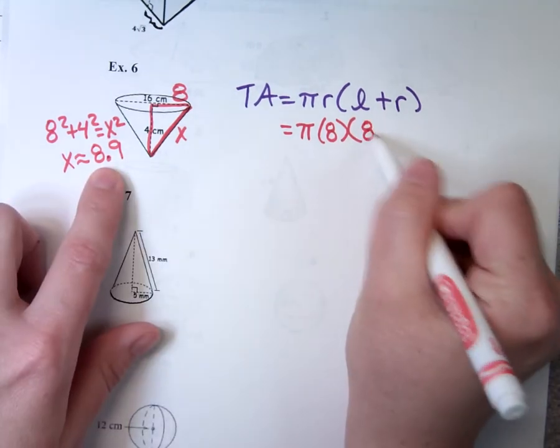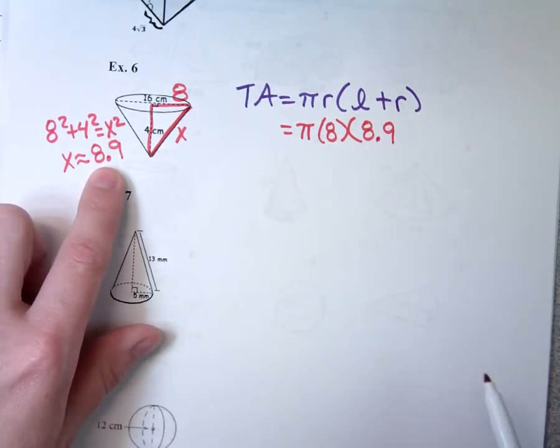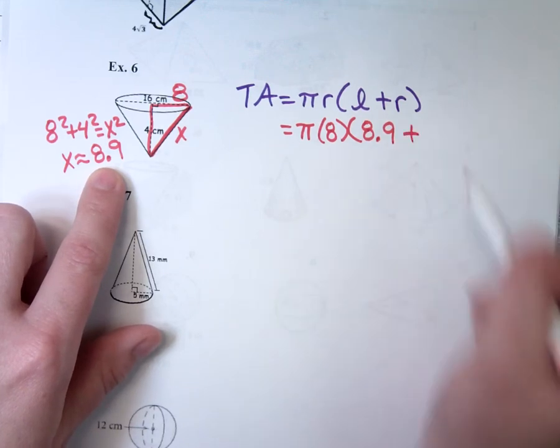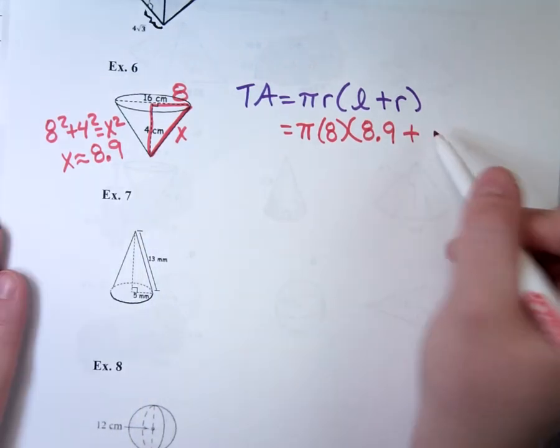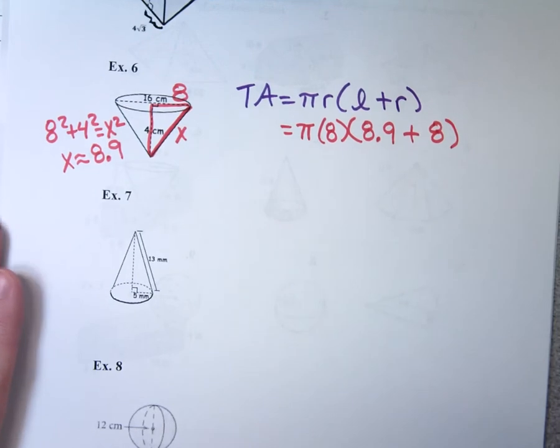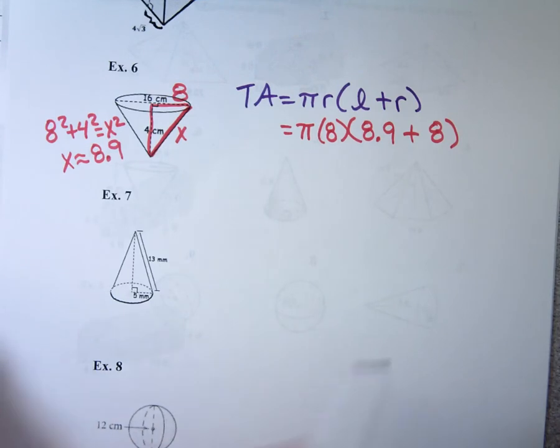So 8.9 is going to go into my cursive L. And then plus the radius, and what did we say the radius was? 8. Okay. Go ahead and work it out, but keep pi in there. Keep the pi in your answer.